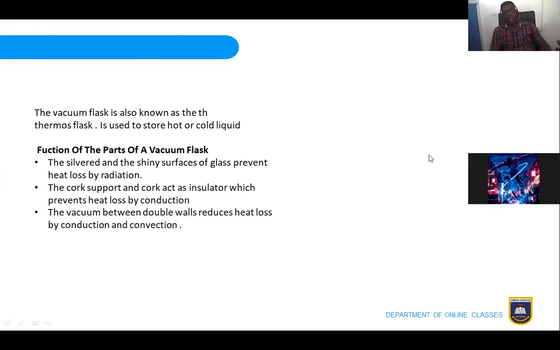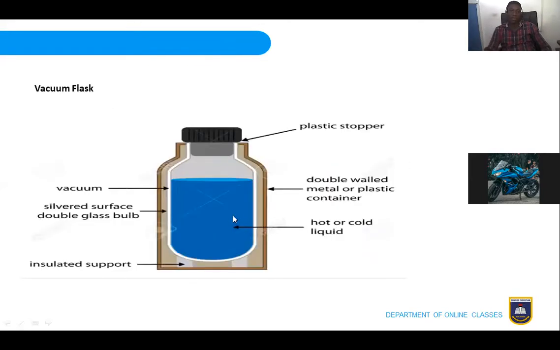Another one too is the cork. That's the second one over there. We know that cork doesn't allow heat to flow through it easily. It's an insulator. So as you can see in the diagram, we have the insulated support, which is made up of cork. It's a cork support, so it's separating two walls. You can see that it's separating the white lining in the wall and the outer wall. You see that the insulated support is separating the two.